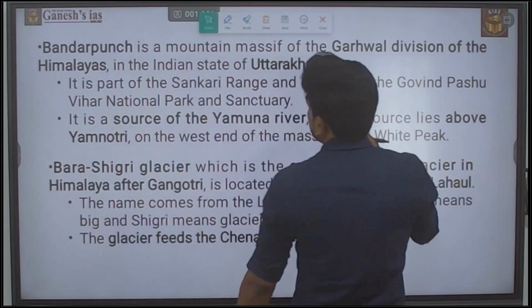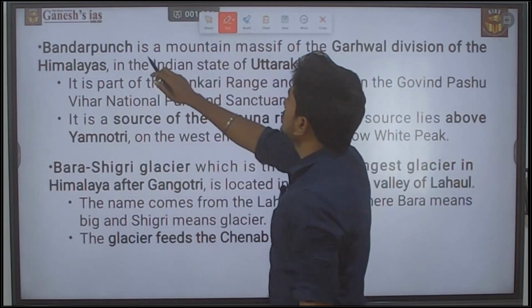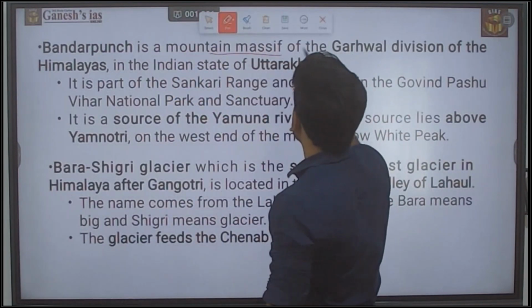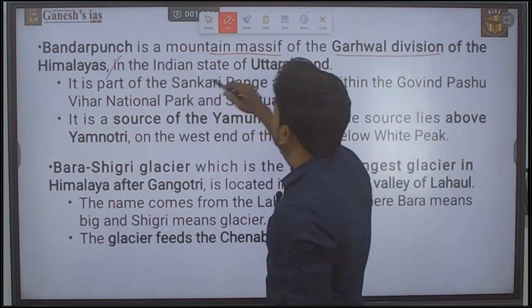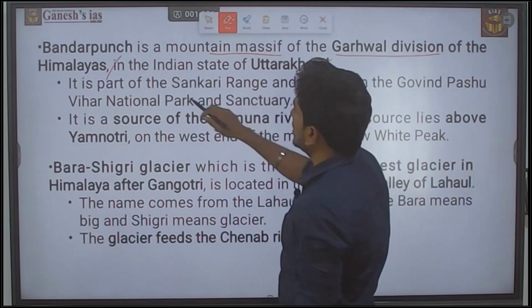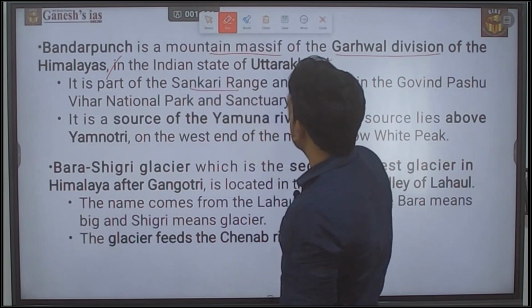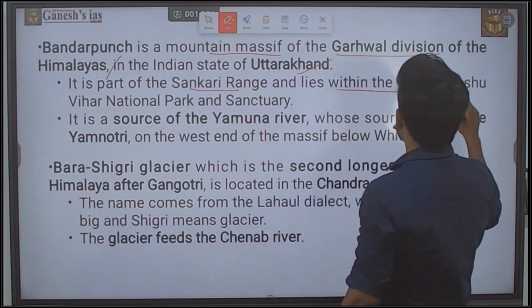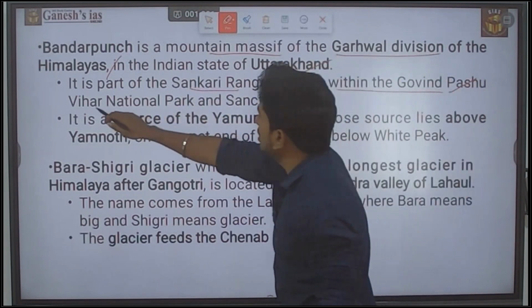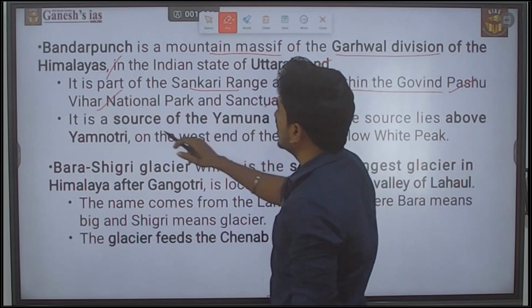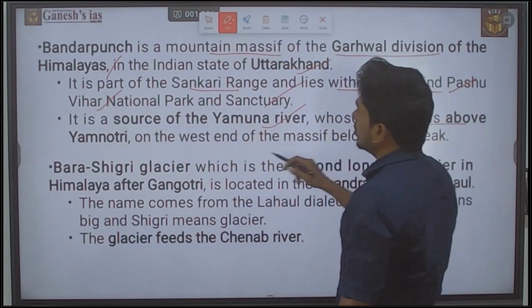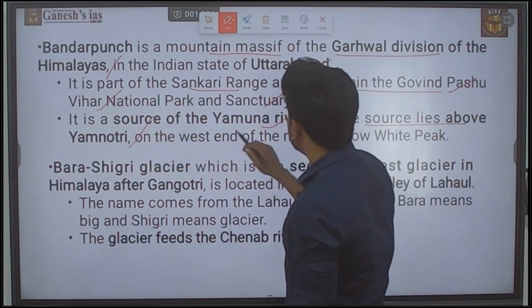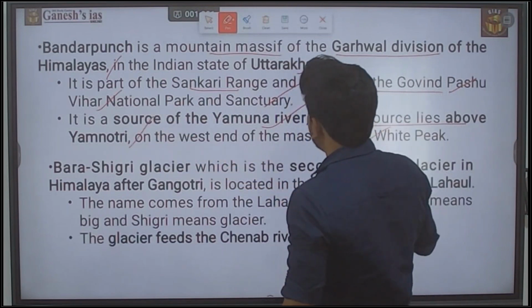First is Bandarpunch. Bandarpunch is a mountain massif of the Garhwal division of the Himalayas in the Indian state of Uttarakhand. It is part of the Sankari range and lies within the Govind Pashu Vihar National Park and Sanctuary. It is the source of the Yamuna river, and the source lies above Yamunotri on the west end of the massif below the White Peak.